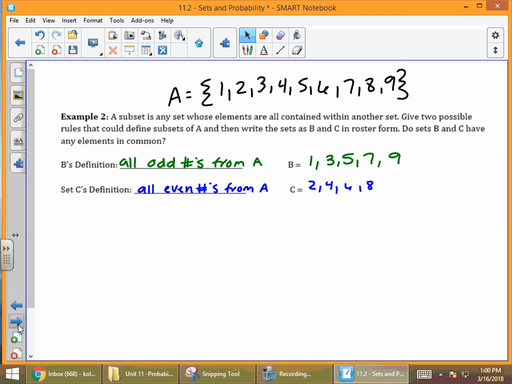You could have done anything for set B and C. You could have said all the numbers greater than 5. You could have said multiples of 3, multiples of 2. You could have said all the prime numbers. You'll have a question like this in your practice, and you can get creative with it if you want to. I would word it as all the numbers less than 5. It's a more practical way to write it, because they're not necessarily written in order.